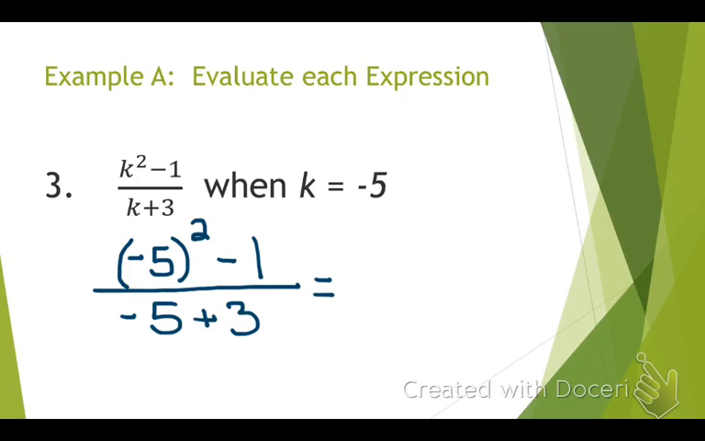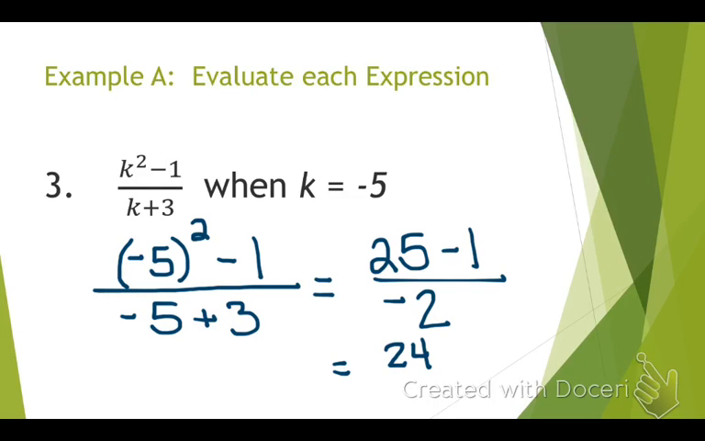Alright, so what you do with a fraction is evaluate the numerator and denominator separately, and then once you have it down to one number on top and one number on the bottom, you will do your division. So negative 5 squared would be 25 minus 1 over negative 5 plus 3 would be negative 2. This would result in 24 over negative 2. That means divide to get a final answer of negative 12.